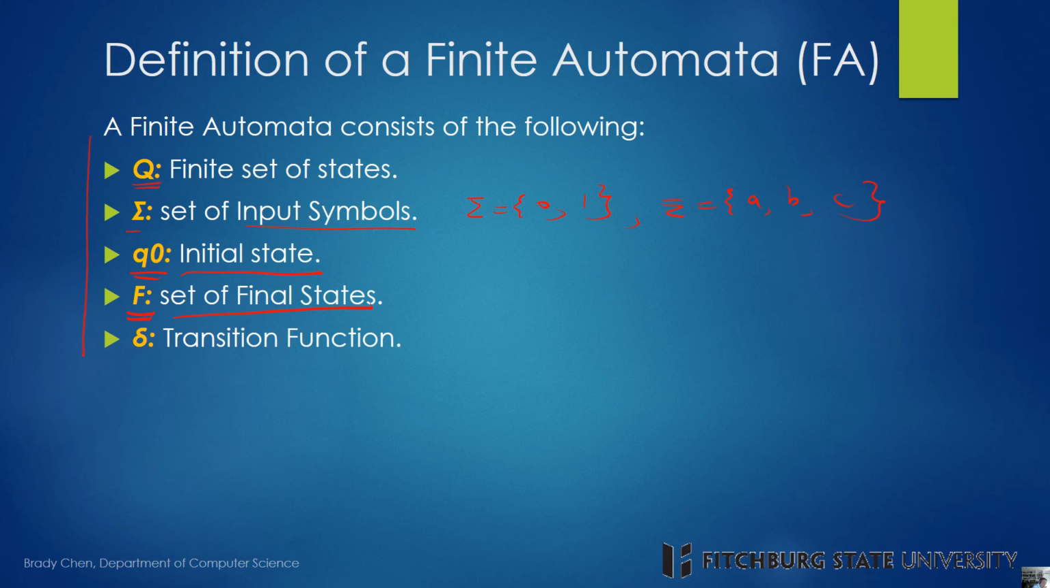Now, most finite state machines or finite automata may have more than one final state. So F basically represents the set of final states.